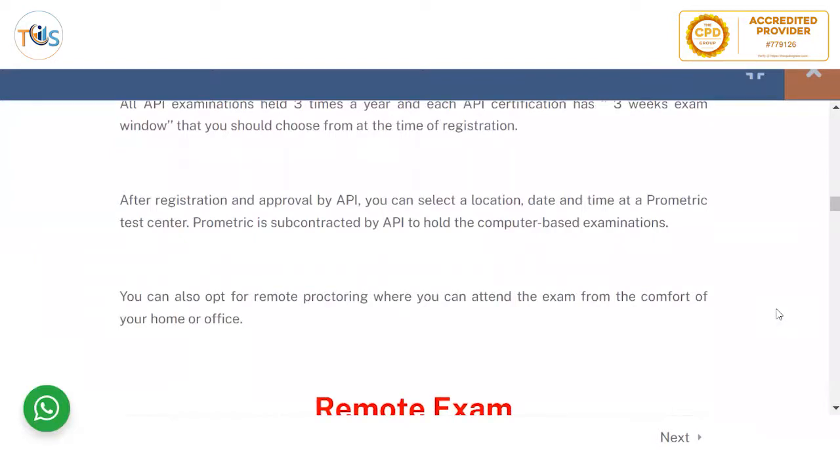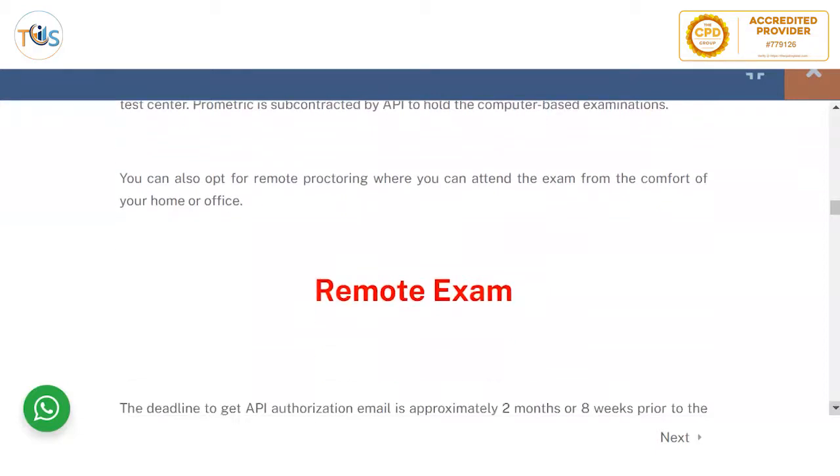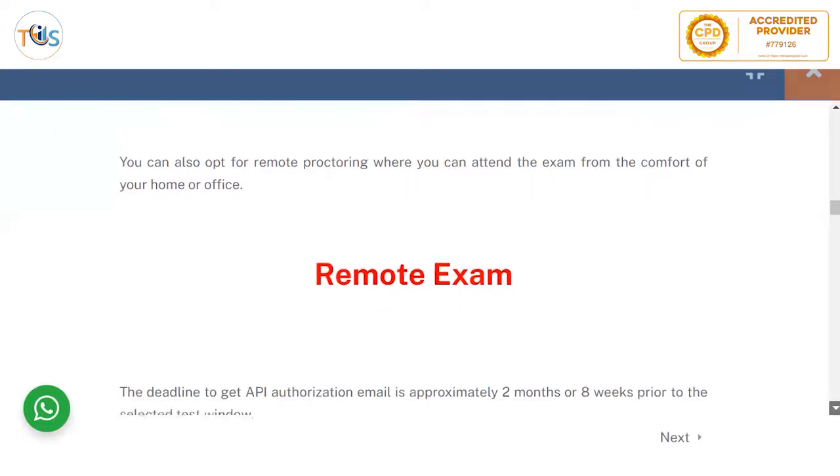After registration and approval by API, you can select the location, date and time at a Prometric test center. Prometric is subcontracted by API to hold the computer-based exam. You can also opt for remote proctoring, where you can attend the exam from the comfort of your home or office. If you want to read more, you can click on this button or go to API ICP and look for remote exam or remote proctoring.